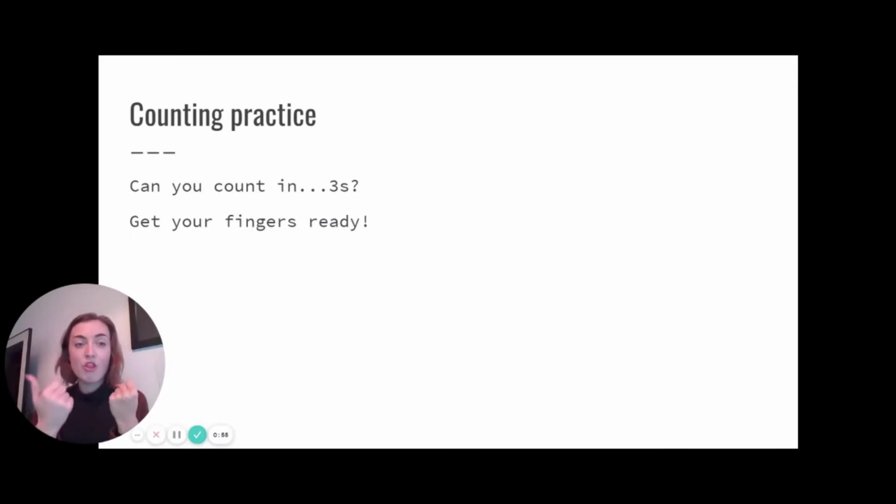Are you ready? 3, 36. Well done. Let's see if we can work out 3 lots of 3. 6, 9. Well done. Can you work out 5 lots of 3? 15. Well done. One more. Let's try 7 lots of 3. 21. Well done.